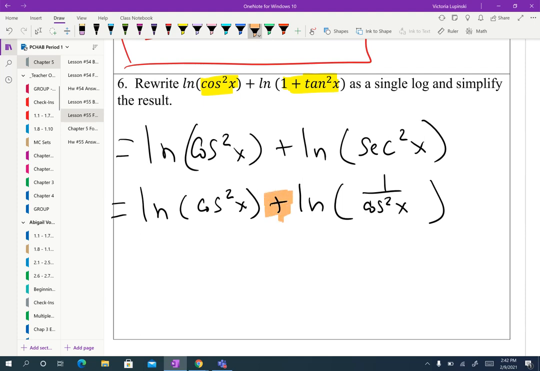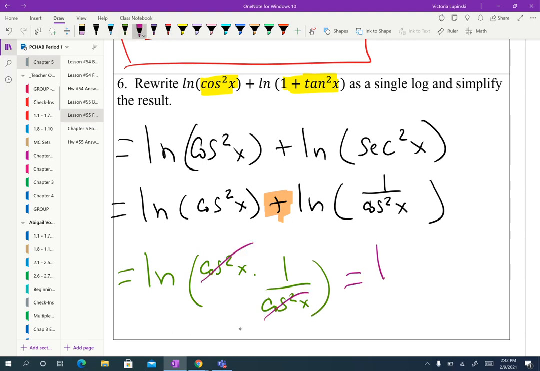Then, because you have logs of the same base being added together, this is yet another product rule situation, which says that you are going to have the ln of the cosine squared of x times 1 over the cosine squared of x. Would you look at that? You can go ahead and cancel out those cosines, which means you're going to get the ln of 1. And hopefully, if you remember, because this is base e, the ln of 1 is really asking yourself, e to the what power equals 1, which means this whole problem just turns out to be 0.